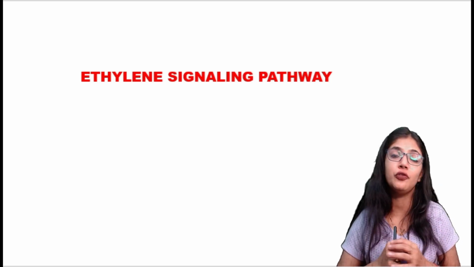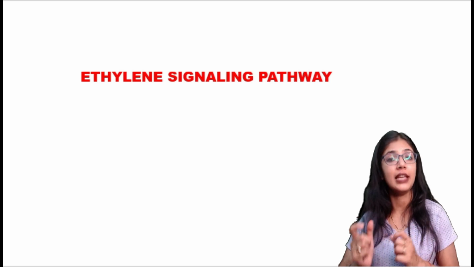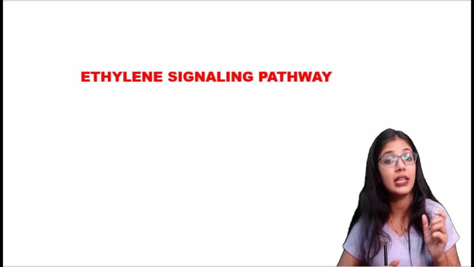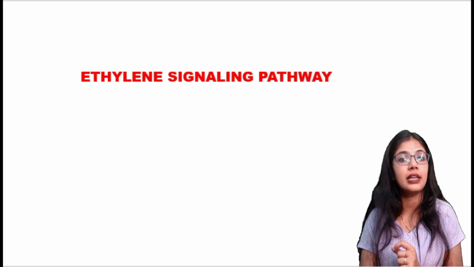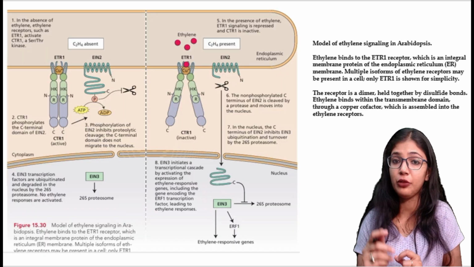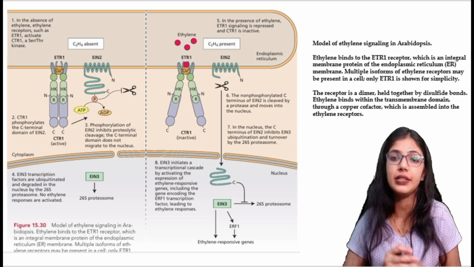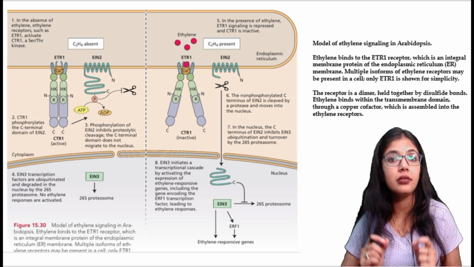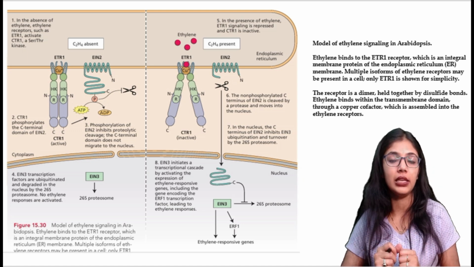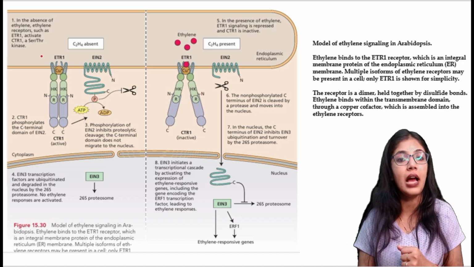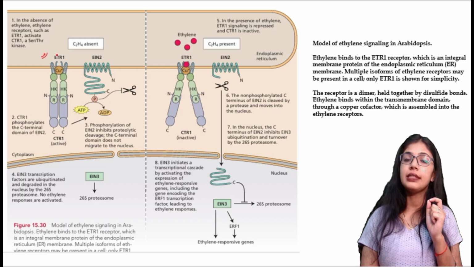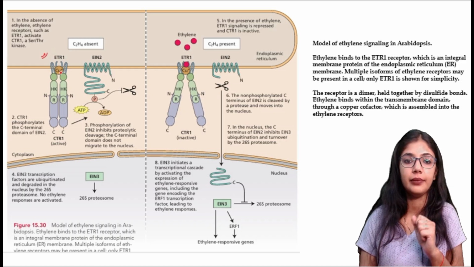So in today's video we will discuss another signaling pathway of a phytohormone, which is a gaseous phytohormone, that is ethylene. As we are discussing the signaling pathway, it requires a ligand as well as a receptor. In this case the ligand is ethylene, and the receptor is known as ETR1. This ETR1 is a receptor for the ligand ethylene.